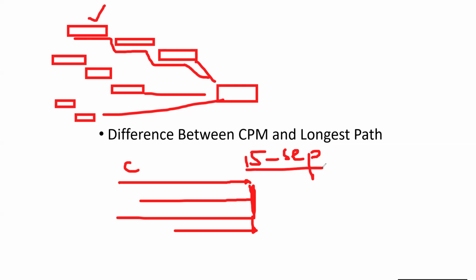By default, Primavera P6 labels all of them as critical path. So now what to do? This is another situation.